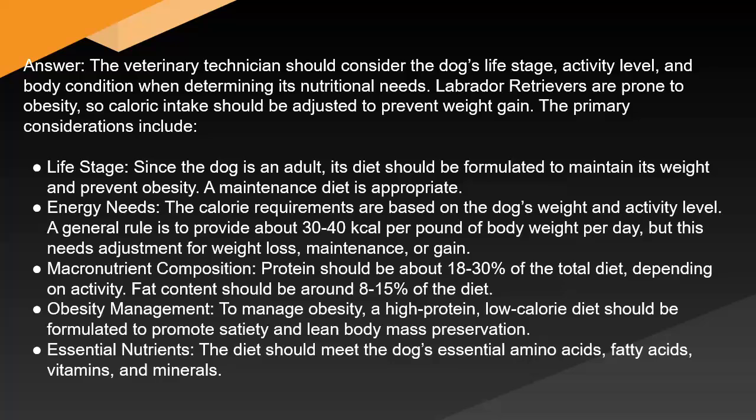Macronutrient composition: protein should be about 18 to 23% of the total diet, depending on activity. Fat content should be around 8 to 15% of the diet. Obesity management: to manage obesity, a high-protein, low-calorie diet should be formulated to promote satiety and lean body mass preservation. Essential nutrients: the diet should meet the dog's essential amino acids, fatty acids, vitamins, and minerals.